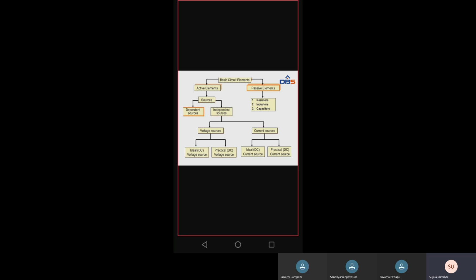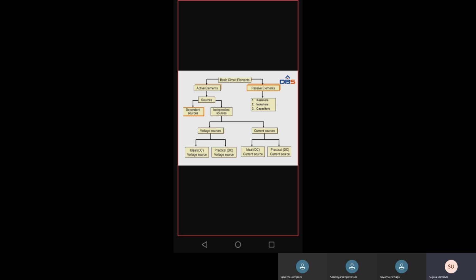The same thing applies to the current source. So what is the current source? Whatever the voltage, the current is maintained constant. Then it is called a current source. In current sources, we have the ideal current source and the practical current source. In a voltage source, the internal resistance is always in series, but in a current source, the internal resistance is always in parallel.